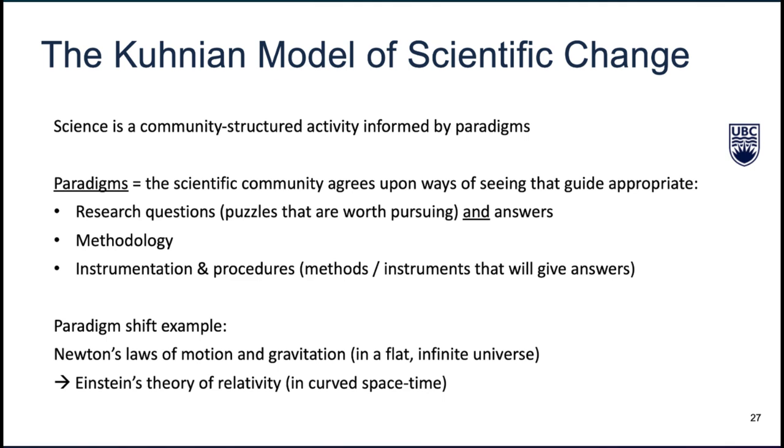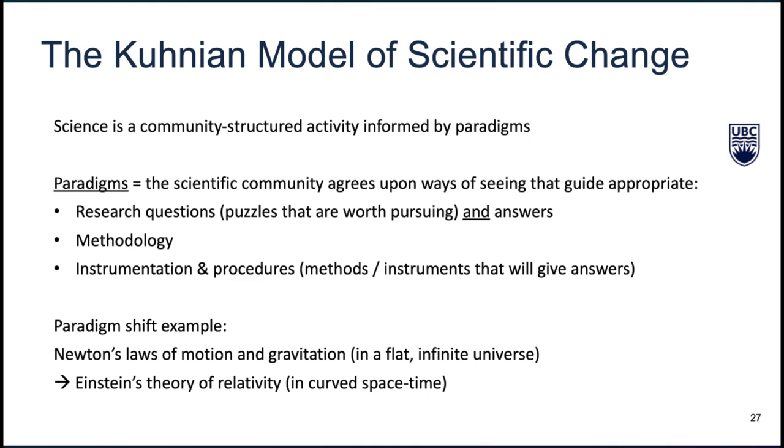What does Kuhn mean by this? Let's break it down. So everything that is produced by scientists is essentially filtered through the dominant scientific paradigm that governs ways of thinking in that particular time period. What is a paradigm? The scientific community agrees upon ways of seeing that will guide appropriate research questions and answers to those research questions. In other words, what counts as a reasonable puzzle that is worth pursuing. The scientific community also agrees upon the appropriate methodology for pursuing answers to those questions and acceptable instruments and procedures.